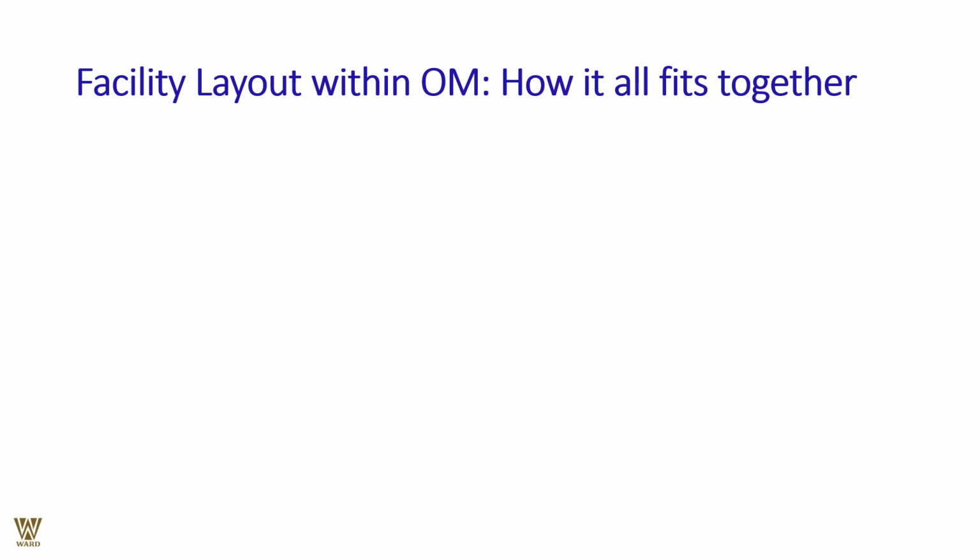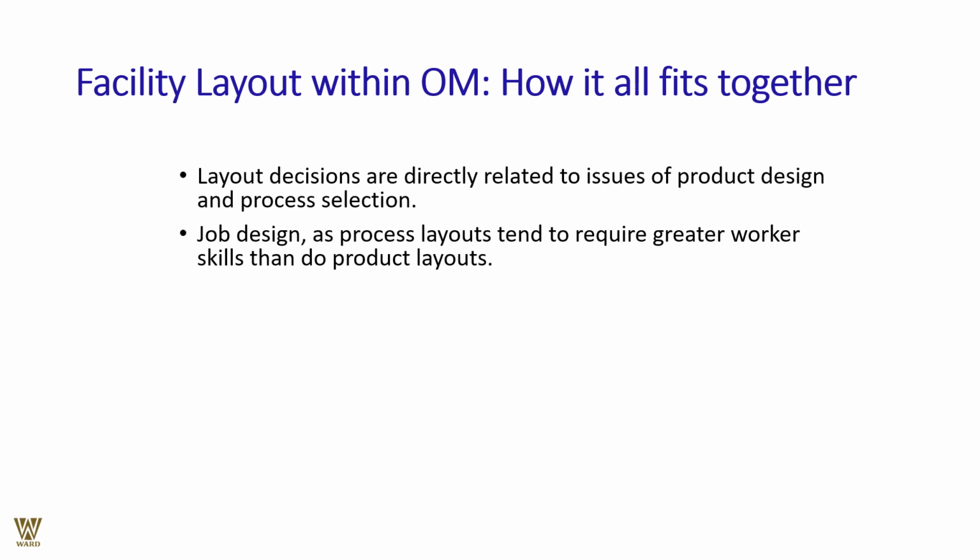So within operation management, how does everything, the layout, fit together? Remember, the layout decision is directly related to the product design, or should I say the process selection. Job design as a process layout tends to require greater work skill than a product layout. Remember, it is just the layout which is actually increasing the efficiency, decreasing the wastage, improving the morale of the employee, and shortening the delivery time of a product altogether.